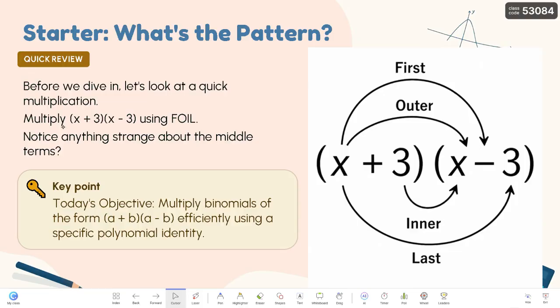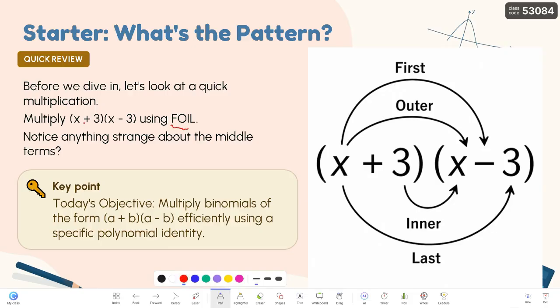In the previous lessons we have learned about the FOIL method, the table method, and the distributive property method. So if we are given an example like x plus 3 and another one x minus 3, two brackets multiplied together, and we are asked to find the product, we have several ways to find the answer. One of the ways is using the FOIL method that we have learned before.